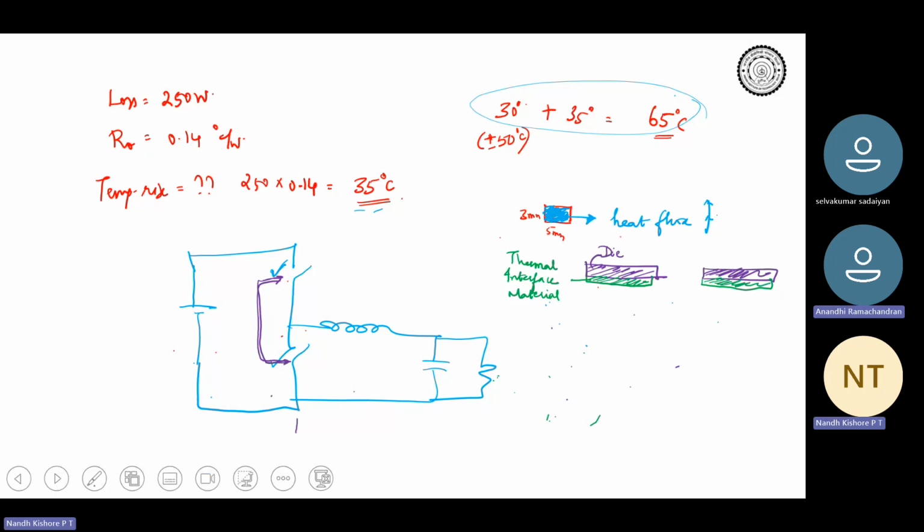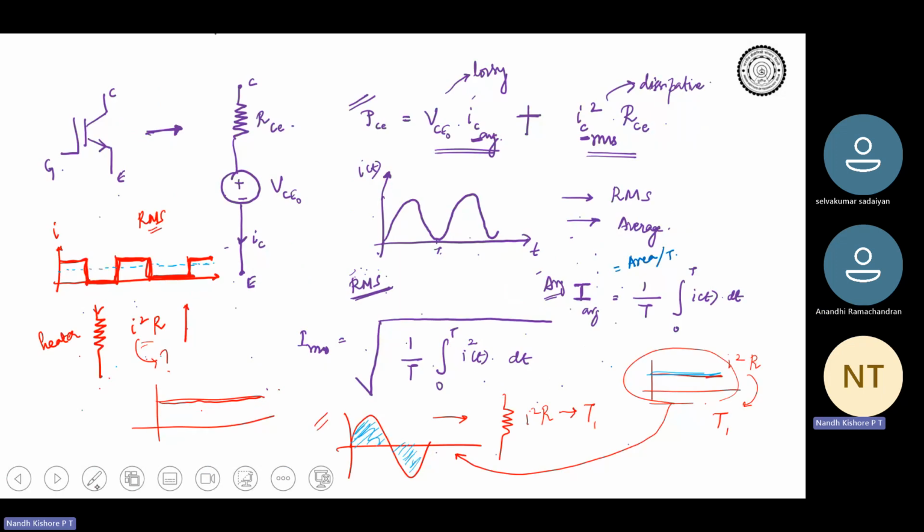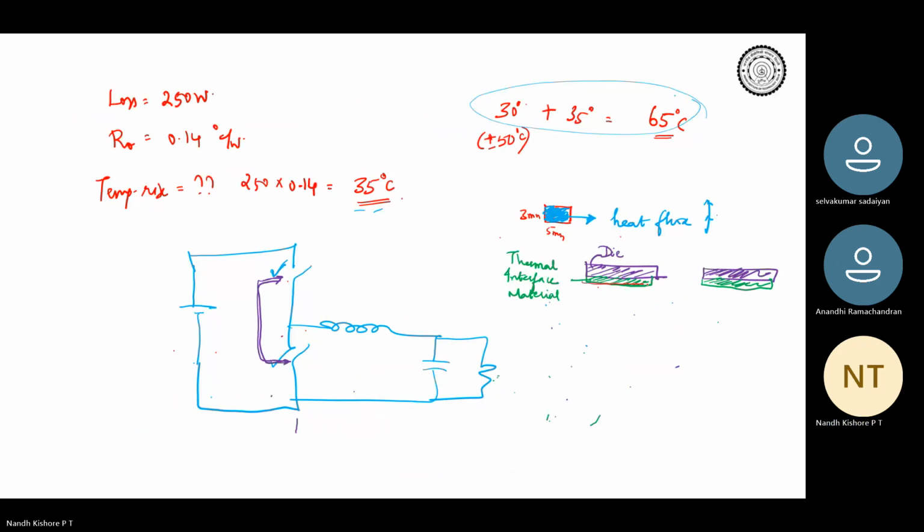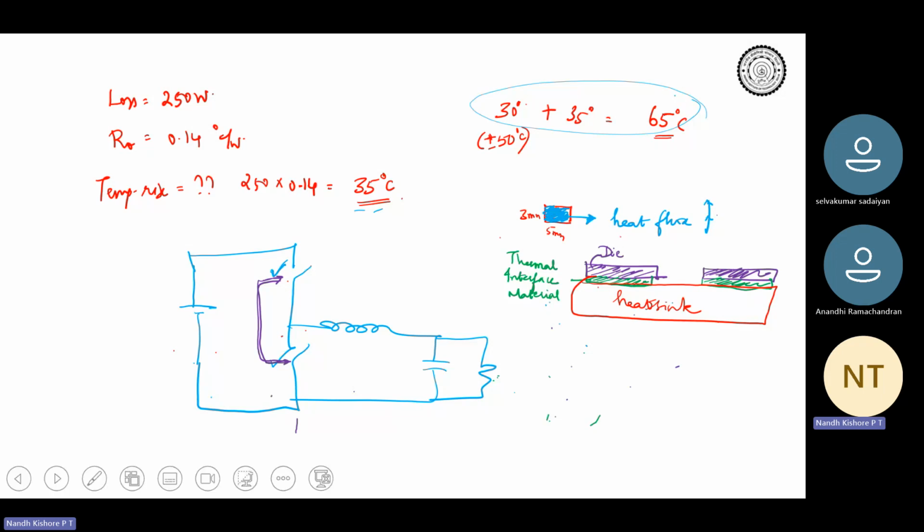And then after this, you will have your common heat sink. This is your heat sink. Can you visualize? This is the side view. Two devices are there, then the thermal interface material, and then the heat sink. Can you visualize this? Is this fine? Yes, sir. Okay, this is how your attachment looks.